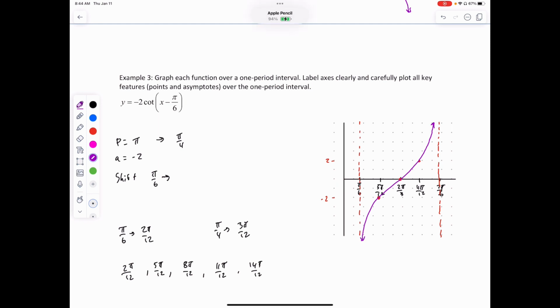So very similar overall to sine and cosine, just different parent functions, different pictures you're starting with, but all of the transformations work exactly the same way.